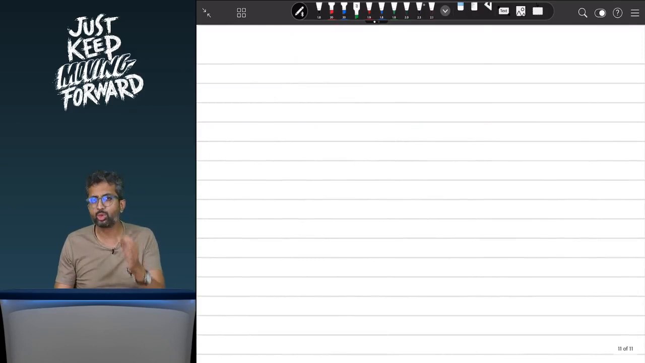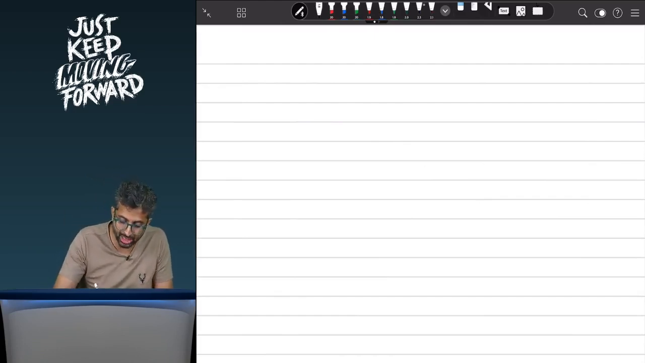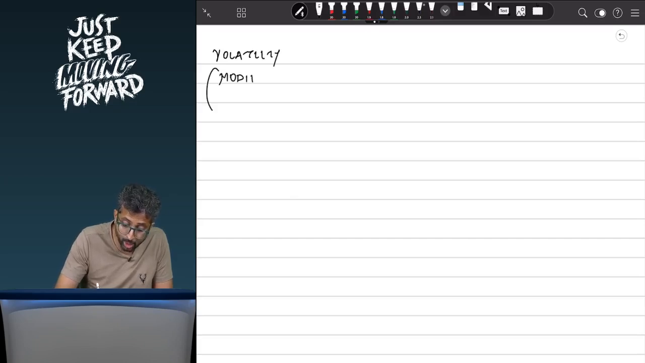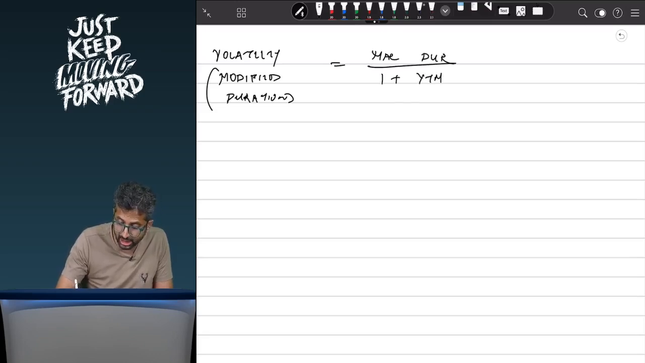Now Macauley's duration is used in order to find the volatility. Like beta was used to find how much will be the responsiveness of your stock vis-a-vis the movement of the overall market, we use Macauley's duration to find something called volatility. Another word for volatility is modified duration. What do you mean by modified duration? How do you calculate modified duration? This is calculated as Macauley's duration upon 1 plus the existing yield to maturity.